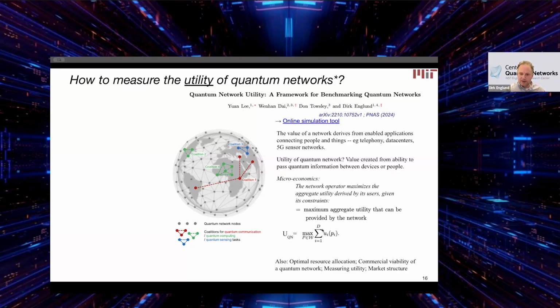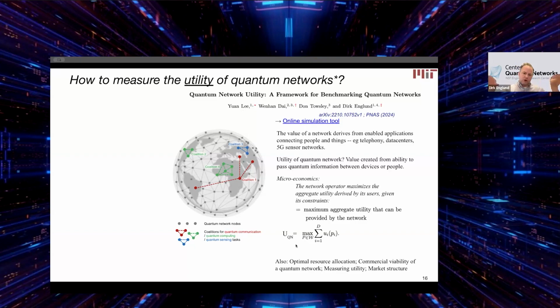Then they will pay some amount for the use of that network, and that lower bounds the utility that they have derived from it. And the operator in turn, the quantum network operator, will seek to maximize the aggregate utility of all of these coalitions that can be provided by the network.